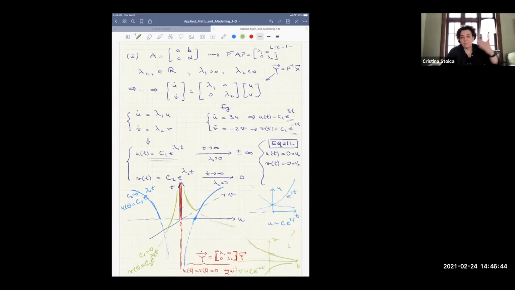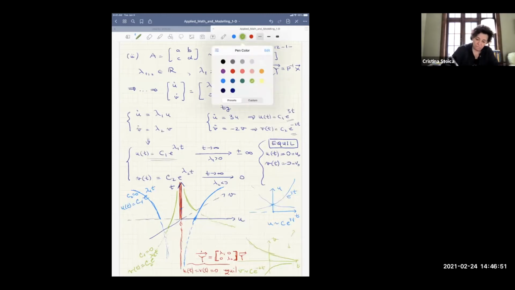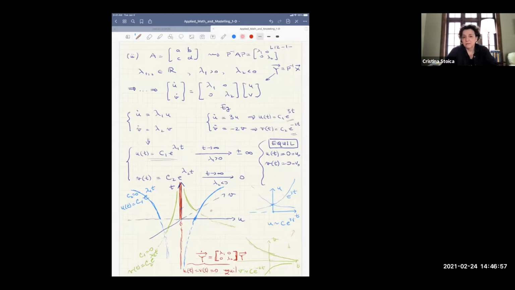You know, that they keep invariant these planes. So a generic initial condition would be somewhere in the middle, right? Somewhere here, okay? And then what does it do to the solution? So it's the combination of the two, right?